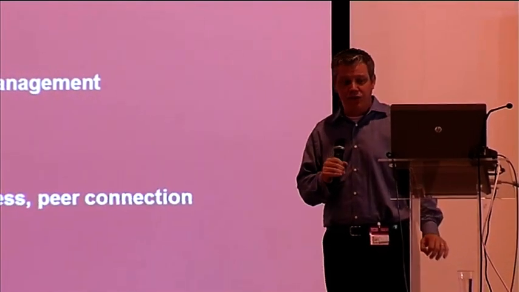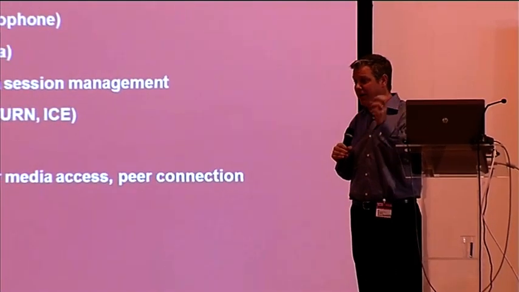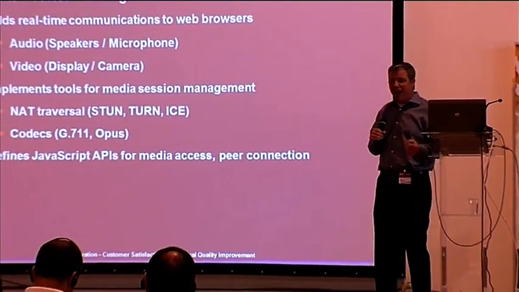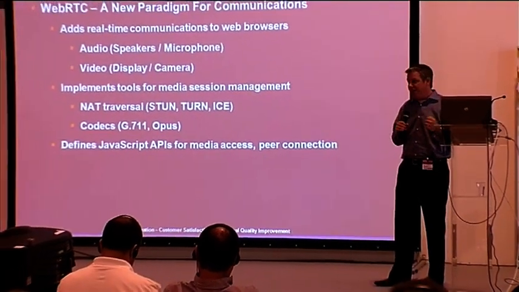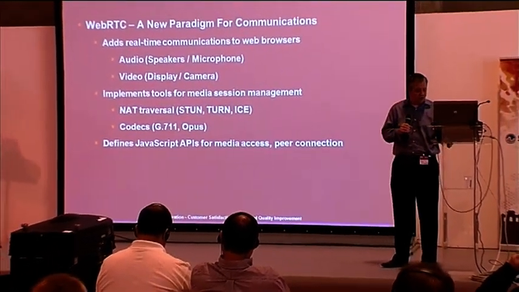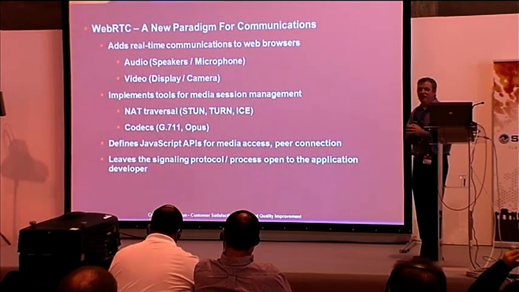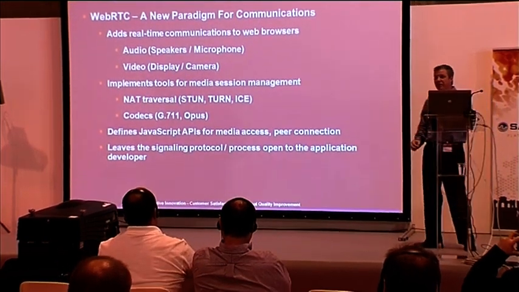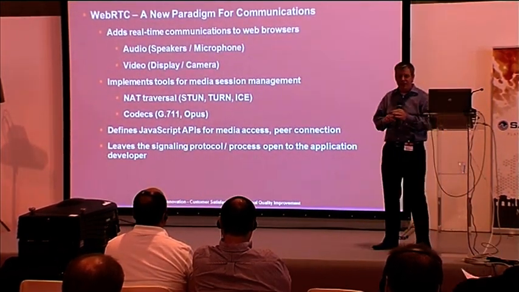They also added support specifically for various codecs, and they've defined two that are required and a bunch of others that are potential options. It's open to add in. So the codecs are G.711 and Opus. It's defined a set of JavaScript APIs for accessing the camera and microphone on your computer and tying that directly into the browser, and then for establishing connections using what's called peer connection. And this leaves the signaling protocol open to the application developer. There are already people out there who've come up with interesting, clever applications based on this.